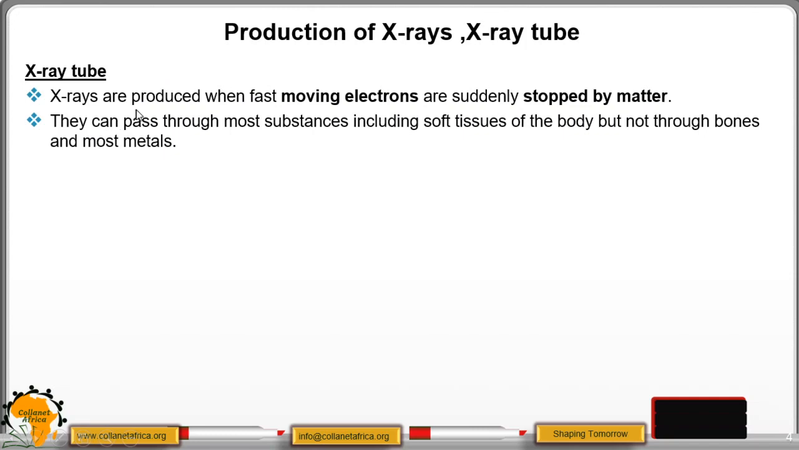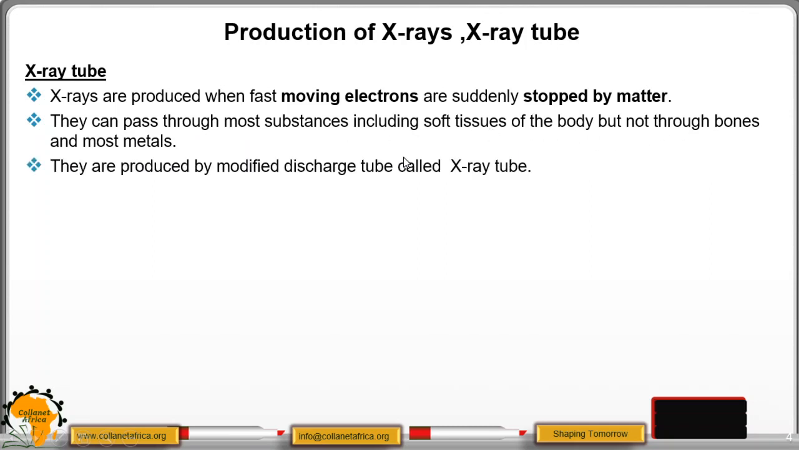Now these X-rays can pass through most substances including the soft tissues of a body, but not through bones and most metals. Maybe you have ever gone to a hospital with a fractured bone and you are put under the X-ray photo. What you see is that you are able to see through that photo, you are able to see the part of the bone that is broken because that X-ray is able to pass through the flesh of your tissues, and it is stopped by the bones.